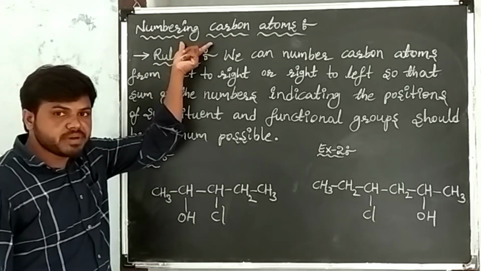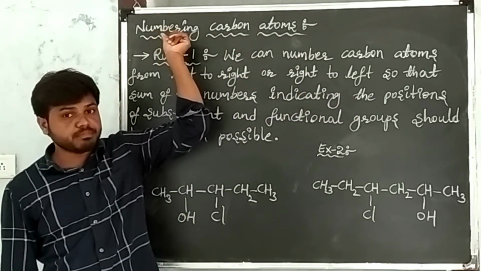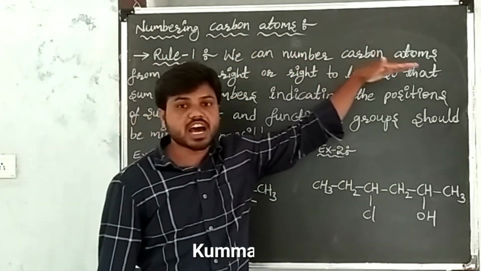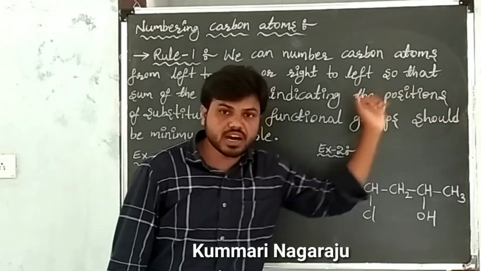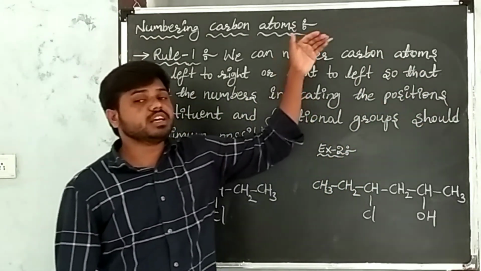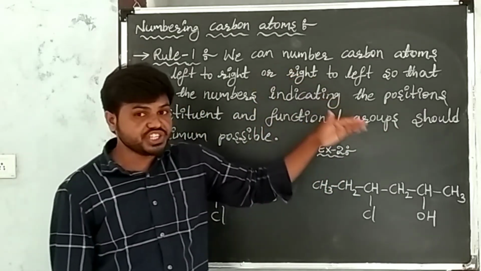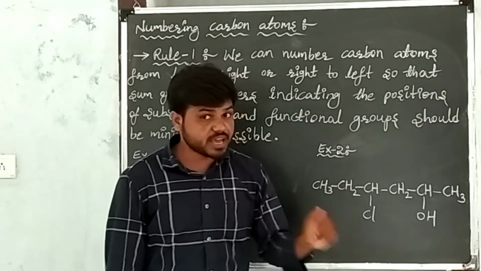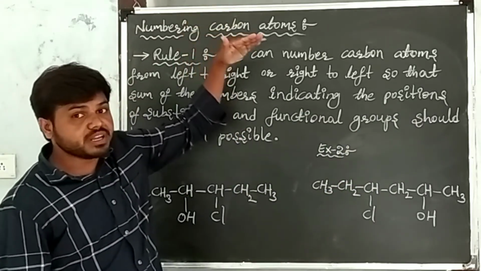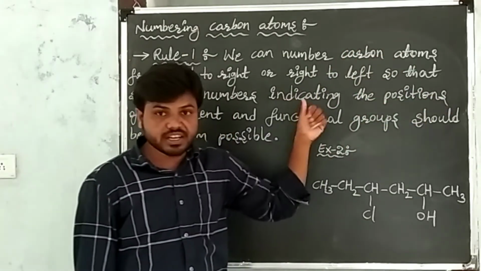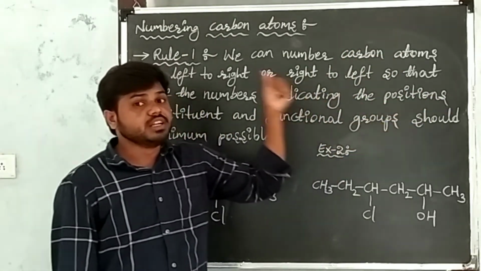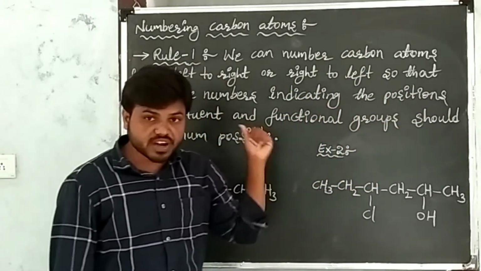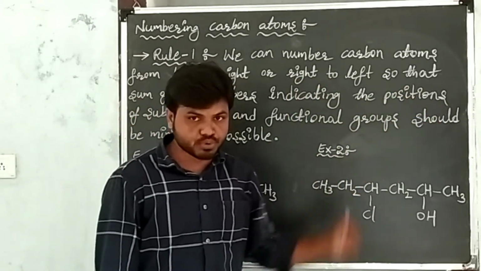Now we discuss numbering carbon atoms. In that, rule 1 is: we can number the carbon atoms from left to right or right to left, so that the sum of the numbers indicating the positions of the substituent and functional group should be minimum possible. I am repeating: the sum of the numbers indicating the positions of the substituent and functional groups should be minimum possible.